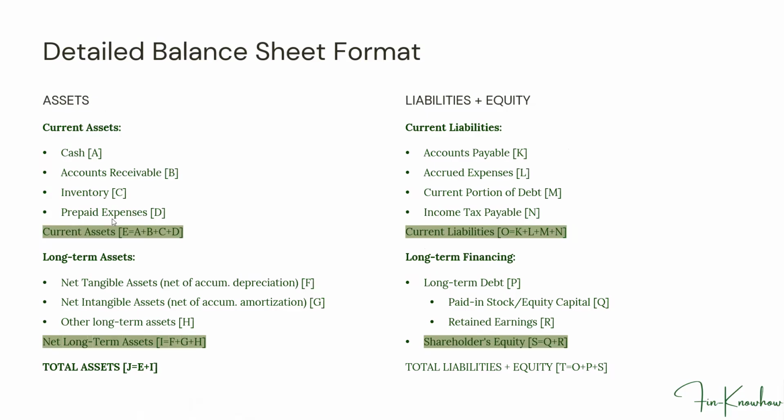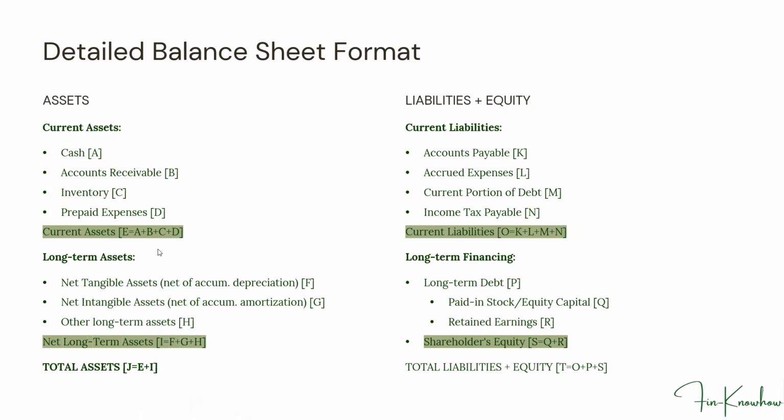Within the asset side, you have current assets, assets that are due within the next 12 months, on the top, long-term assets towards the bottom. If you add up the typical types of current assets, cash, accounts receivable, inventory, and prepaid expenses, you get a total which is referred to as current assets. So as you can see here, if we label current assets as E, E is equal to A plus B plus C plus D. Okay?